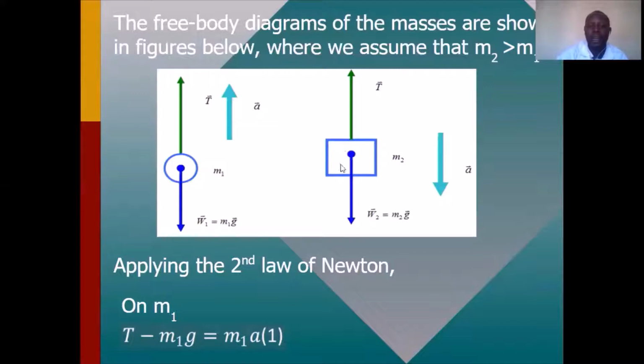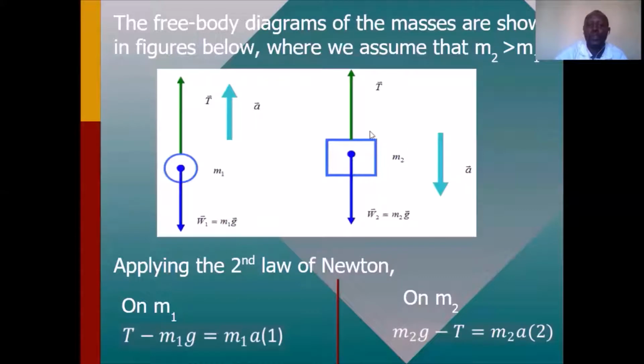On applying the second law of Newton on M2, we have weight 2 is positive because it is supporting motion, and tension T is negative because it is opposing motion. Now we have weight 2, that is M2G, minus tension T is equal to M2 times acceleration. And we have the second equation.